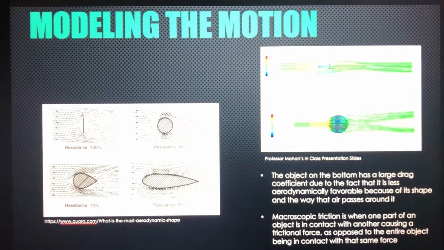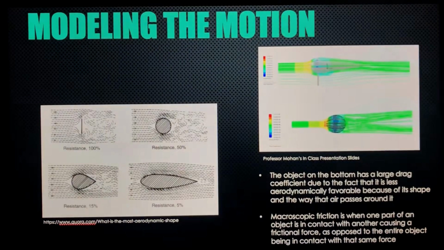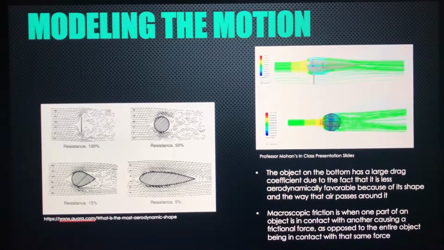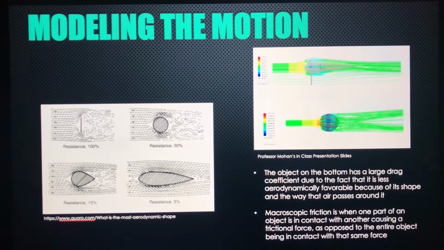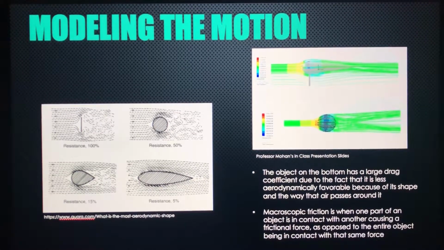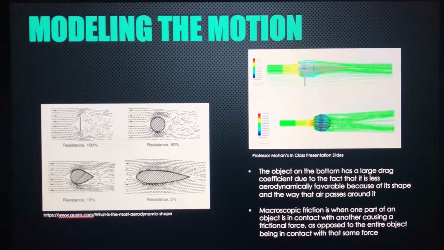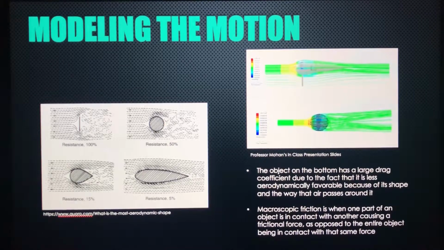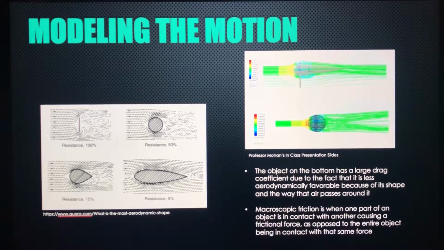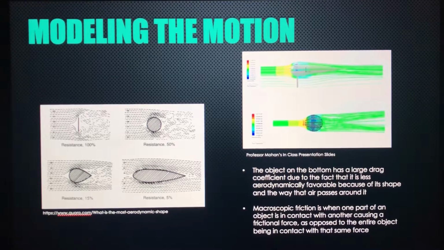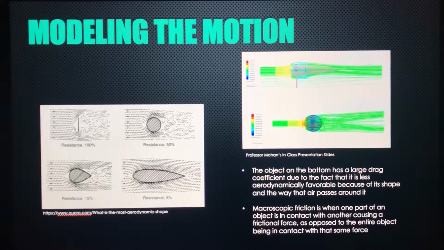These models show a visual representation of drag and what it looks like when objects of different surface areas have air pass over them. On the image on the right, the object on the bottom has a large drag coefficient due to the fact that it is less aerodynamically favorable because of its shape and the way that air passes around it. Macroscopic friction is the interaction when one surface of an object is in contact with another surface. In our experiment, however, our bowl did not experience this type of friction because the entire surface of the bowl was in contact with the air.